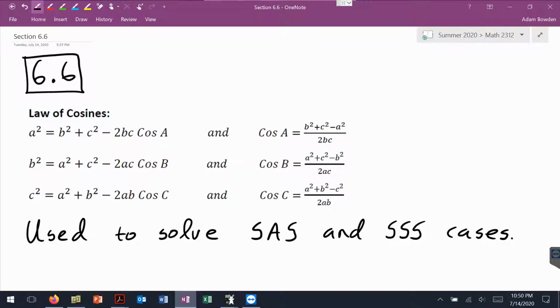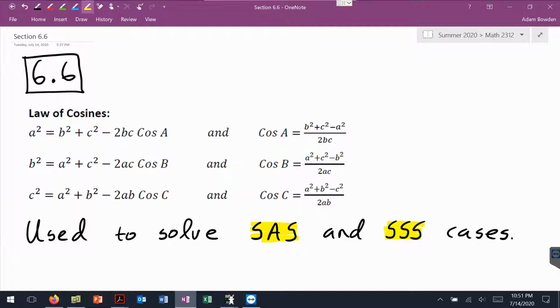Now for section 6.6, we're going to be talking about the law of cosines. Together, these two, the law of sines from the last section and the law of cosines from this section, will allow us to solve for the different kinds of oblique triangles. Specifically, the law of cosines is going to take on the two cases that the law of sines could not solve for, the side-angle-side and the side-side-side cases.